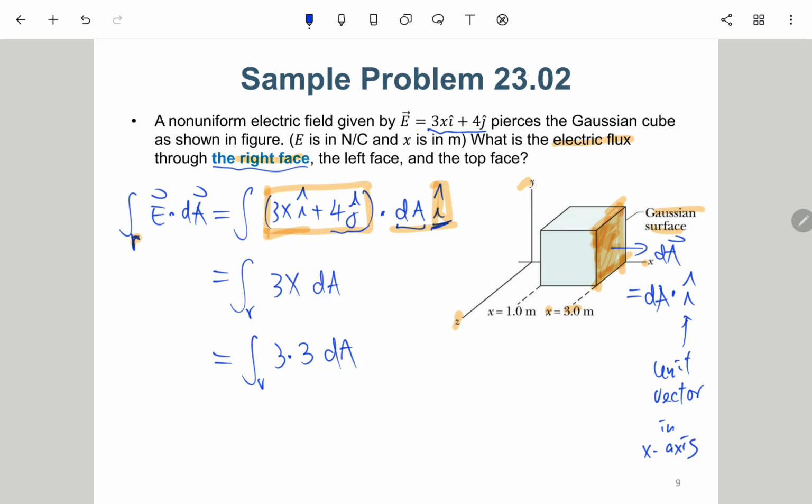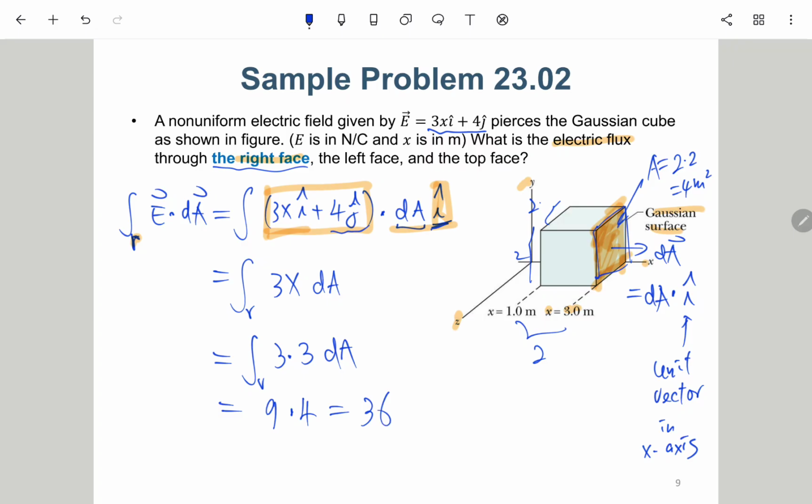So this is again integrating a constant, which is 9 times the area of this surface. This side is 2, and this is also 2. So the area here will be 2 times 2, which is 4 meter square, right? So 9 times 4 will be 36.